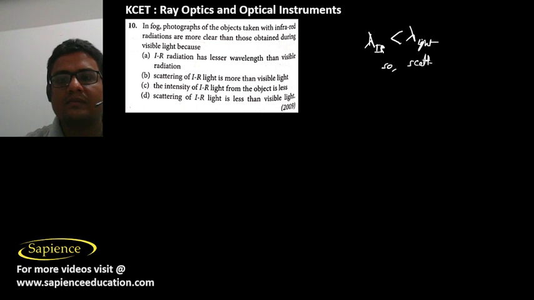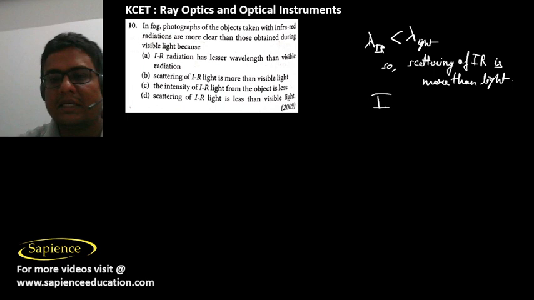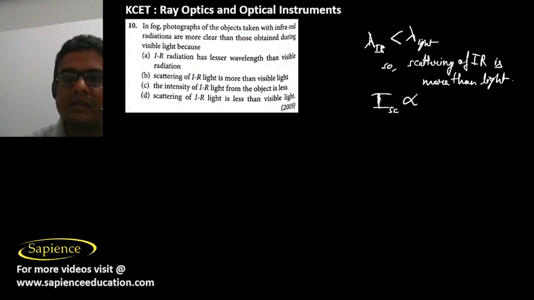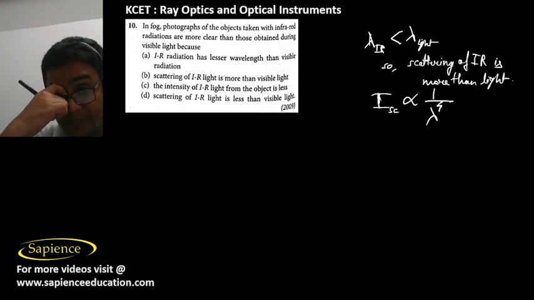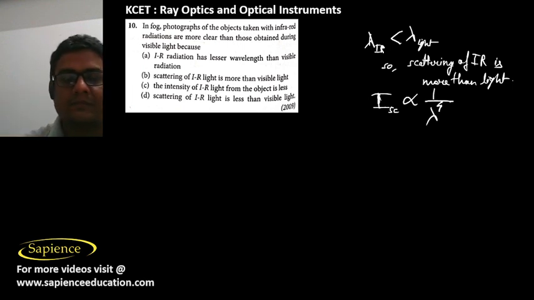The scattering of infrared radiations is more than that of visible light. Since why? The intensity of scattering, according to the rule of Rayleigh scattering, is inversely proportional to the fourth power of the wavelength.